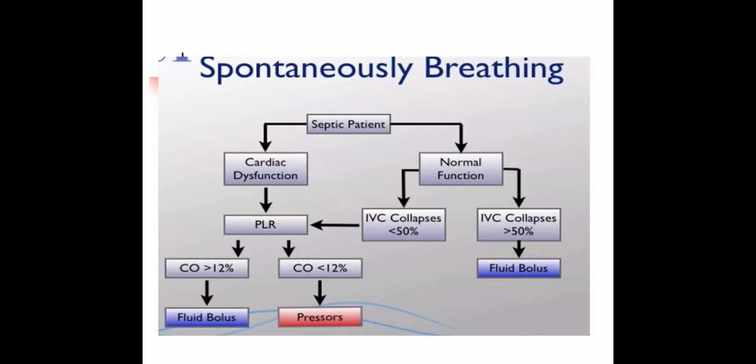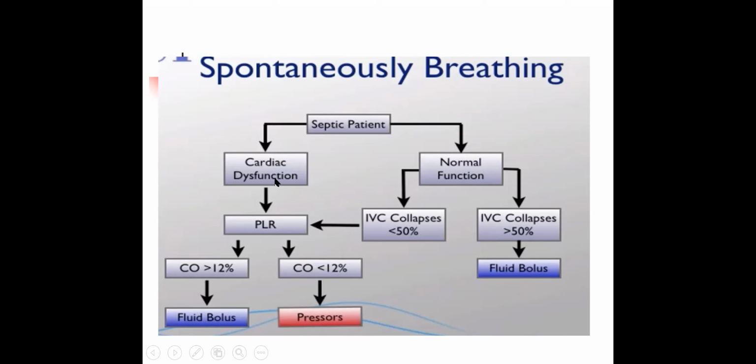If the patient's cardiac function is normal, we can just do the IVC distensibility. If it collapses more than 50%, just take a call and give a fluid bolus. If the IVC collapsibility is less than 50%, do a PLR. If on doing a PLR the cardiac output increases by more than 12%, give a fluid bolus. If the PLR gives less than a 12% cardiac output increase, then you can resort to pressors.